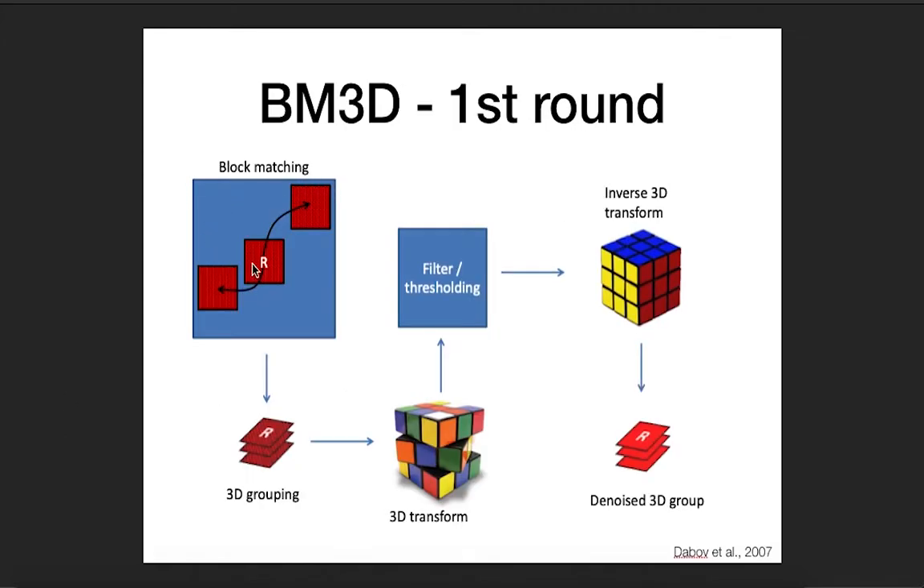Basically you have an image, you choose all these patches, R is your reference patch, and you choose whatever is closer to it, and then they group them all into a tile, and then they apply a 3D transform. The 3D transform can be DCT, I'll explain what DCT is. Then they do some hard thresholding in the DCT domain, and then they do the inverse DCT transform, and they get a denoised group of patches, and then they distribute them wherever they came from, right?